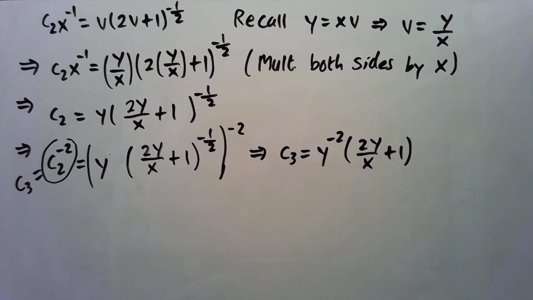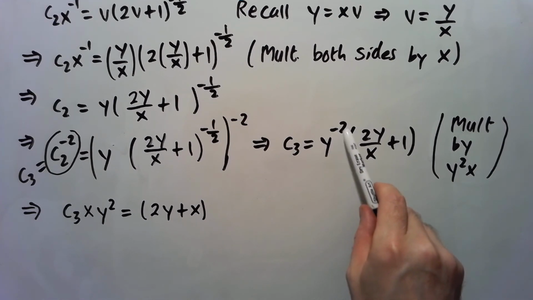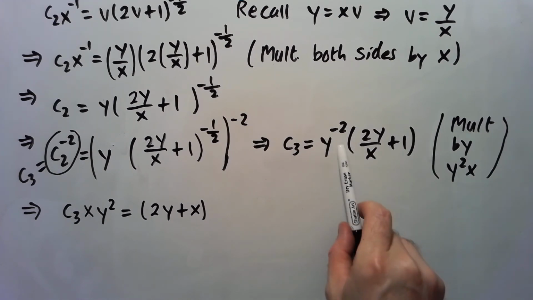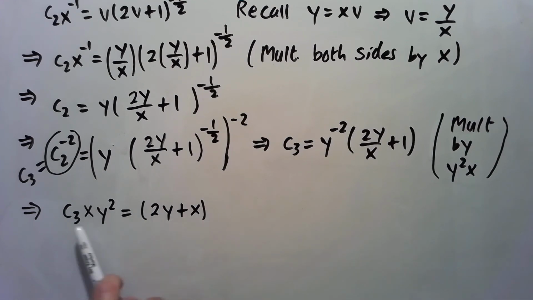Now let's multiply both sides by y squared times x. So y squared times y to the minus 2 would just become 1 there. And then x times this guy, the x would cancel there, and change that 1 to an x. Multiplying this side by y squared x, like this. Okay, so this would be our general solution here, where c3 now is just some constant.